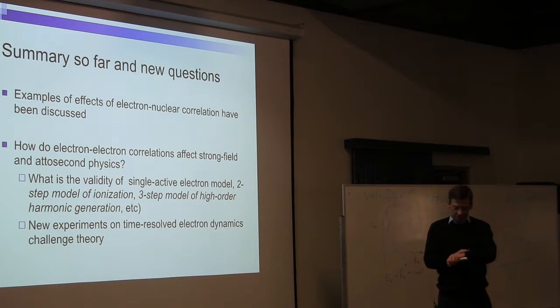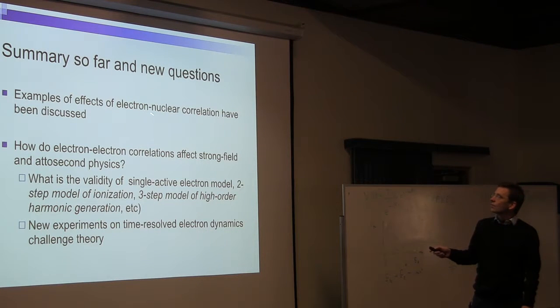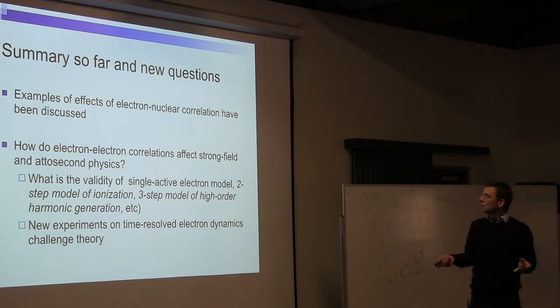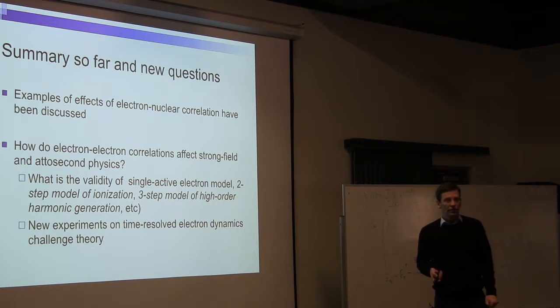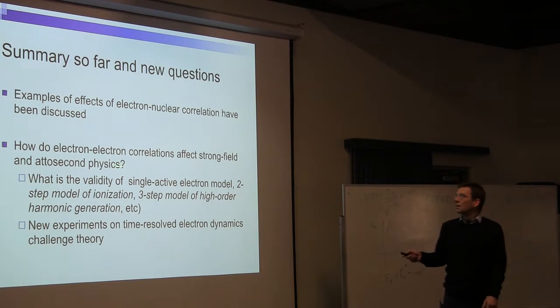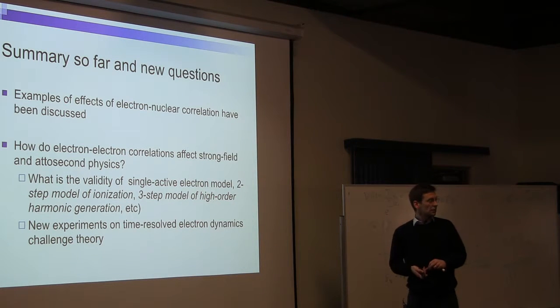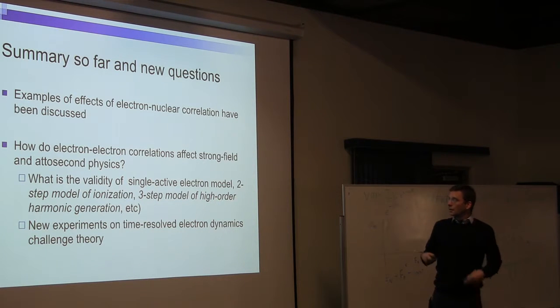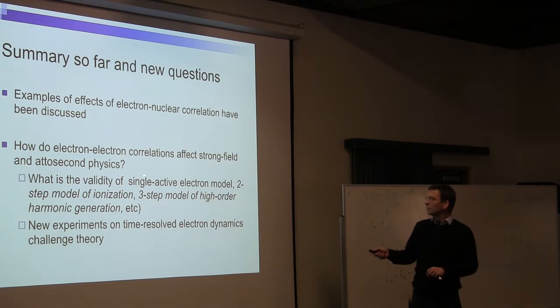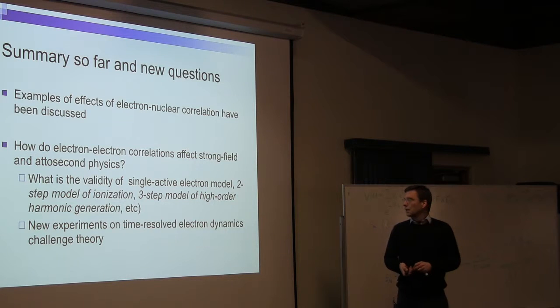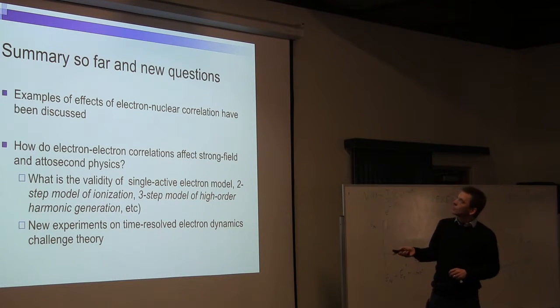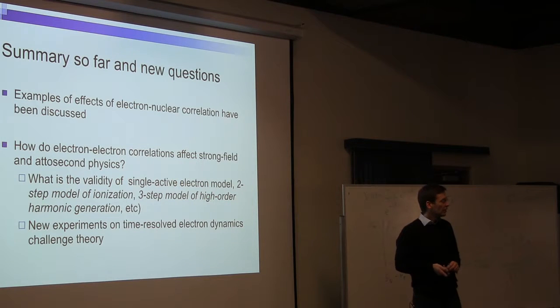Okay, so at this point, we have seen a lot of examples of electron-nuclear correlation. What we have not discussed, because in fact I only discussed H2+, is how electron-electron correlation affects strong field and attosecond physics. For example, what is the validity of those models we often use? What is the validity of the single active electron model, the two-step model, the three-step model, and so on? So this is going to be the topic of my last lecture tomorrow.